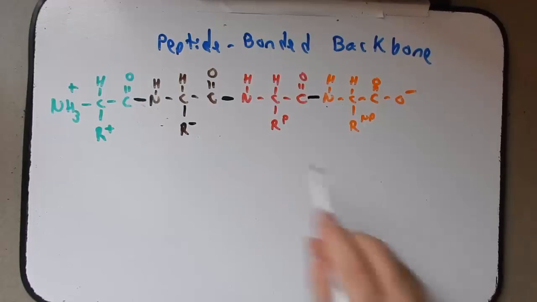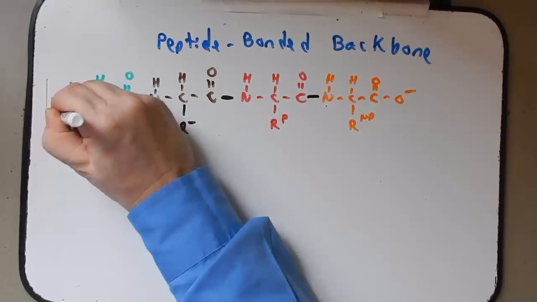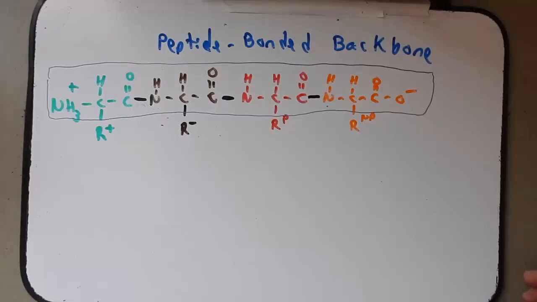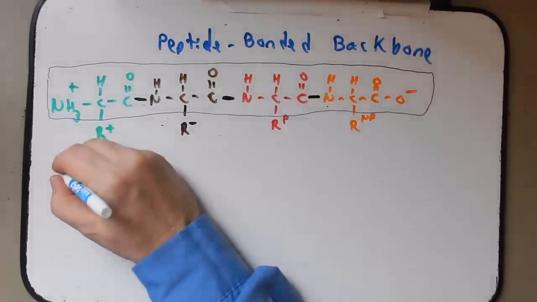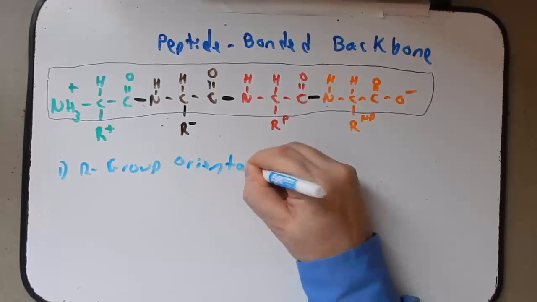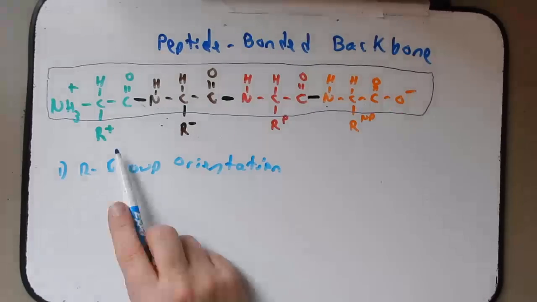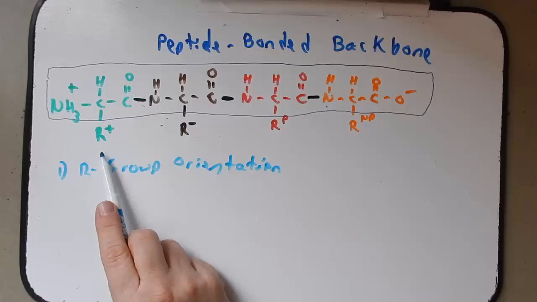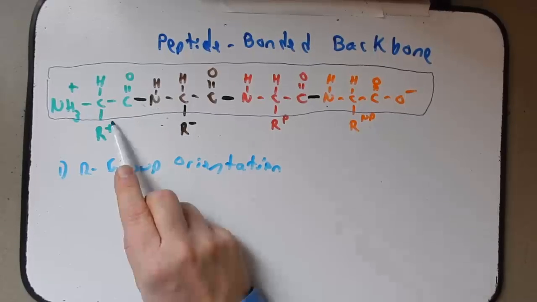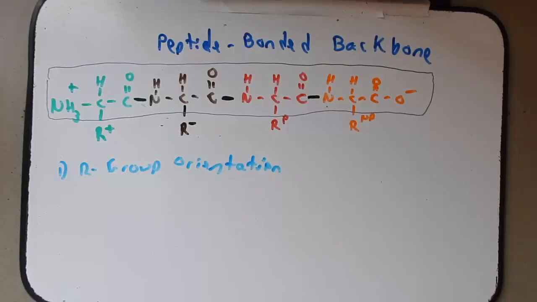Now, I want to point out what the peptide bonded backbone is. The peptide bonded backbone is everything here. There are 3 things I want you to consider about the peptide bonded backbone. The first is R group orientation. The R group extends from the backbone as you see here. And though it may not be readily clear now, as this short protein begins to fold, these R groups that extend here will now be able to interact with each other and with water.